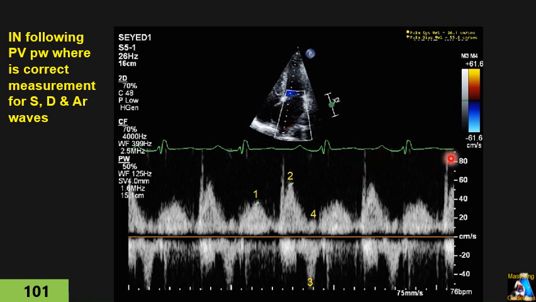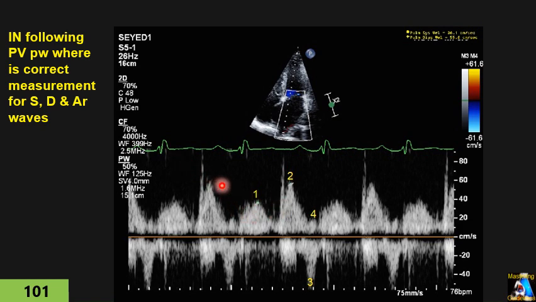Here, the last one was pulmonary vein pulsed Doppler. As I mentioned many times, never go by the shape of the Doppler for measuring anything. Always correspond with the ECG. As you know, in a normal person, S is taller than D. If you go by that assumption, okay, S is taller than D, you pick this one as S and this one as D. That is wrong.